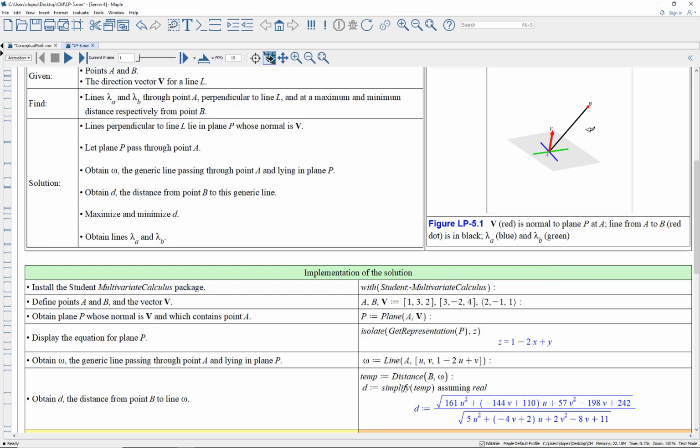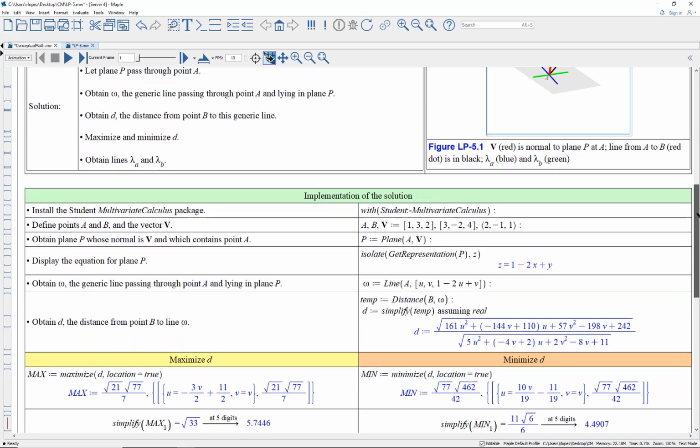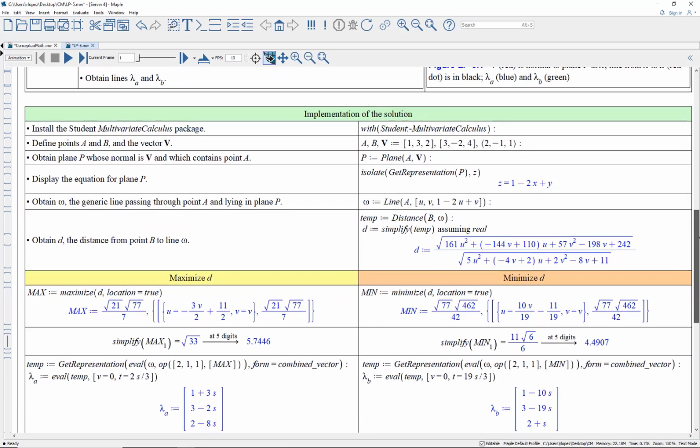Then I want the distance from B to that generic line. It comes out to be very ugly, so I simplify it before I display it, and it requires an assume real. So this is the distance. It's a function of two variables. I want to maximize and minimize. So the maximization and the minimization take place next.